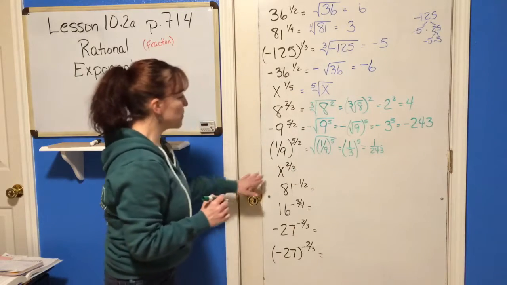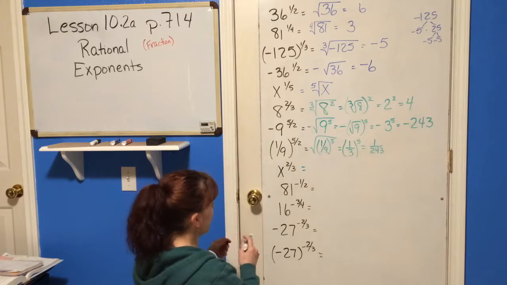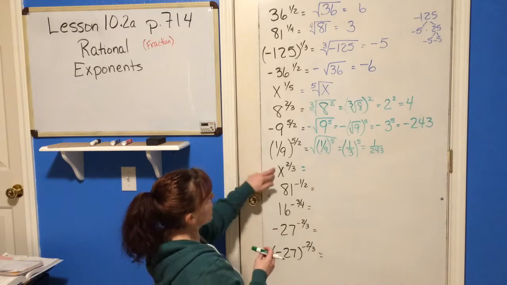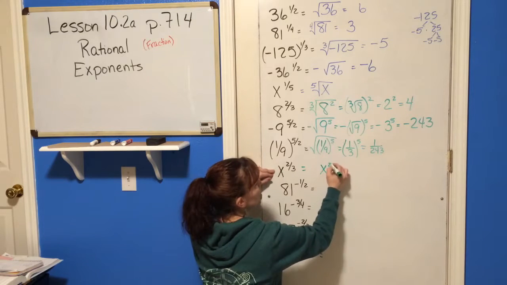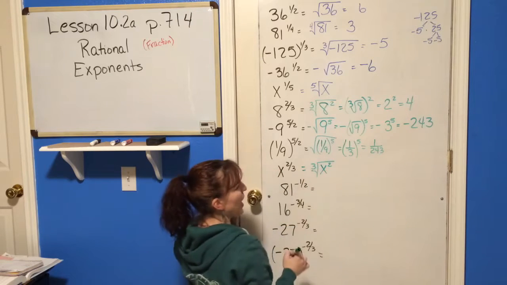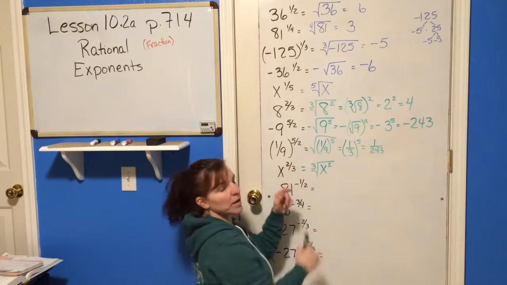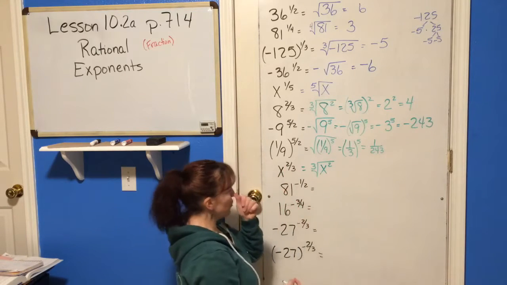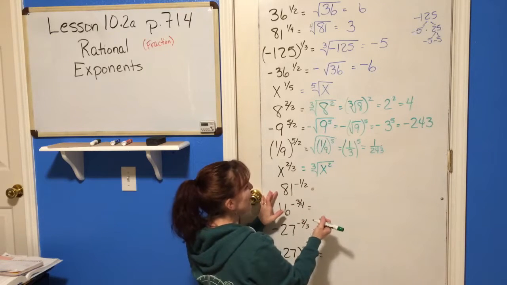Okay, all right. x to the 2/3, we're going to do the same type of thing, except now we have a variable. So this is just x to the 2/3 power. So the 2, the numerator, becomes your exponent, the denominator becomes your root. All right, that's all you have to remember. Same thing here, 81 to the negative 1/2 power.